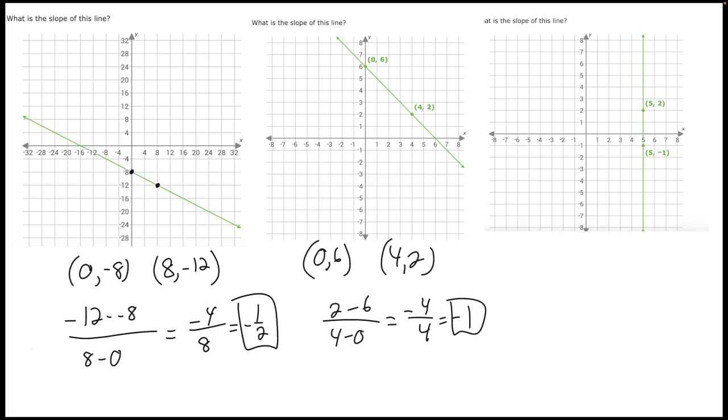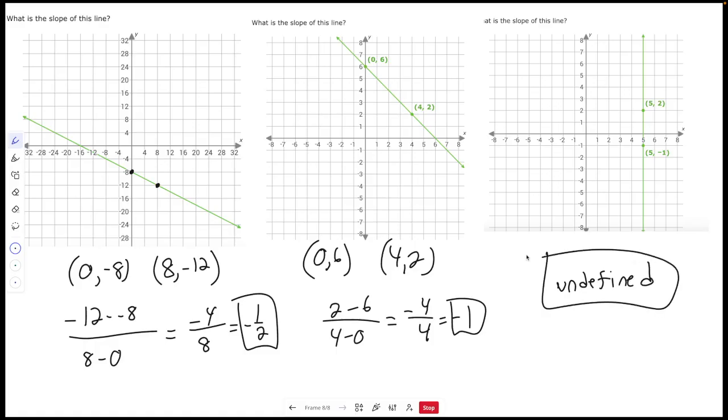And for the third problem, we should be able to look at that. Oh, that's a vertical line, which means that the slope is undefined. If it was horizontal, it's 0. If it's vertical, it's undefined.